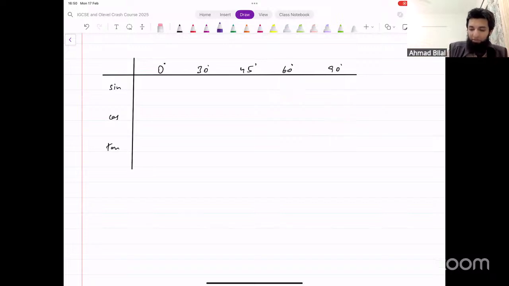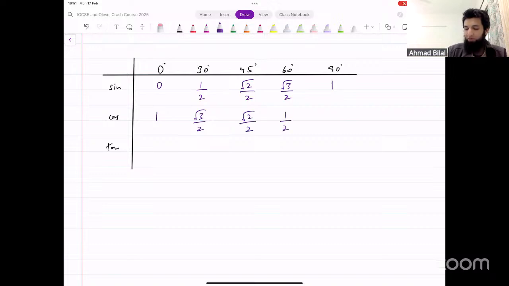Sine of 0 is 0. Sine 30 is 1 over 2. Sine 45 is square root of 2 over 2. Sine 60 is square root of 3 over 2, and sine of 90 is 1. And then cos of 0 is 1. Cos of 30 is square root of 3 over 2. Cos of 45 is square root of 2 over 2. Cos of 60 is 1 over 2. And cos of 90 is 0.